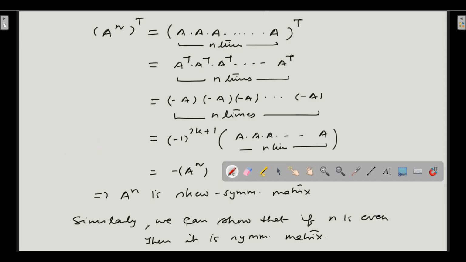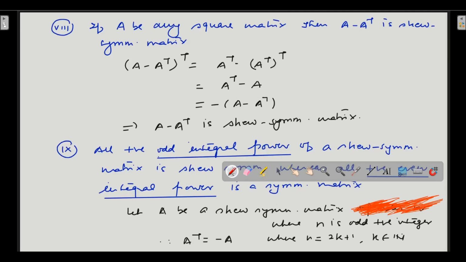So similarly we can show that if n is even, then A to the power n is a symmetric matrix. In a similar fashion we can show this particular thing. So hopefully you got the idea.